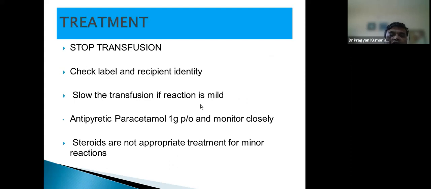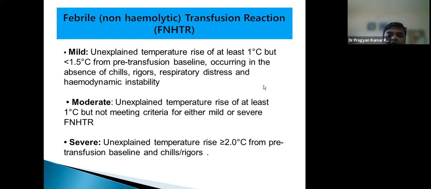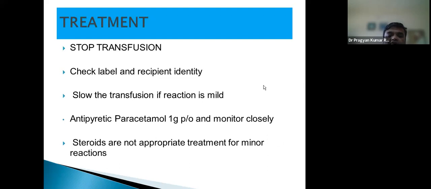But these are usually benign. You have to stop the transfusion. You have to check the label and recipient identity, to see whether there is any cross-match identity problem or not. Slow the transfusion if the reaction is mild. If you're giving it at a faster rate, slow the rate a bit. Paracetamol 1 gram is good enough. Steroids are not required. So it's a very benign febrile non-hemolytic transfusion reaction where we only need to stop or slow the transfusion, give paracetamol, and wait patiently.